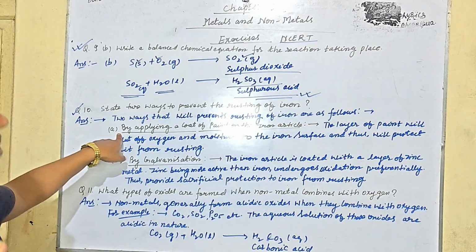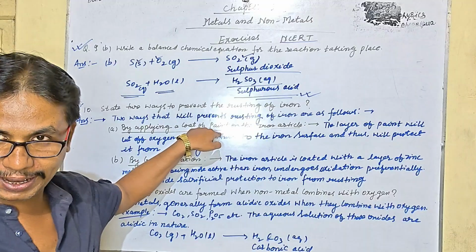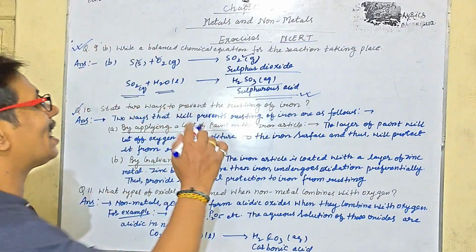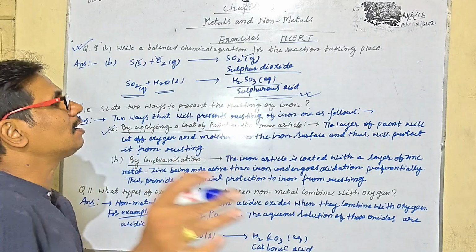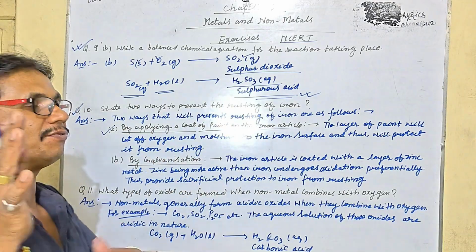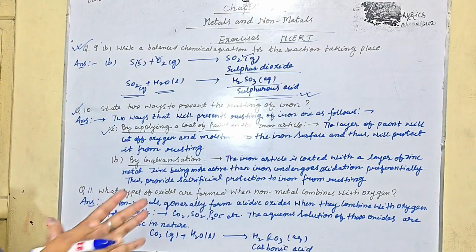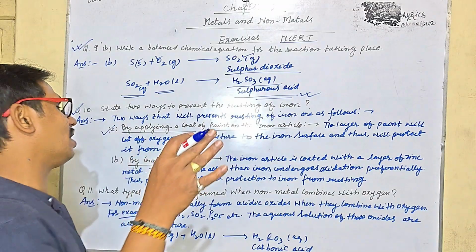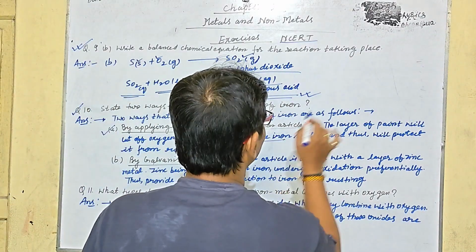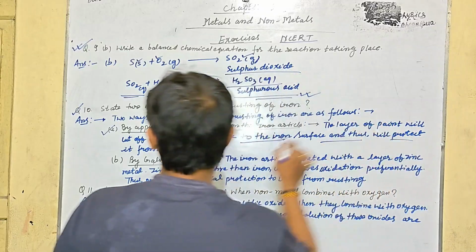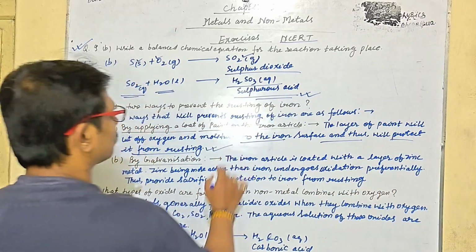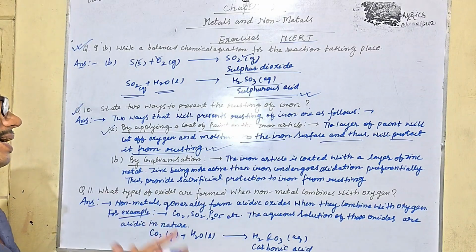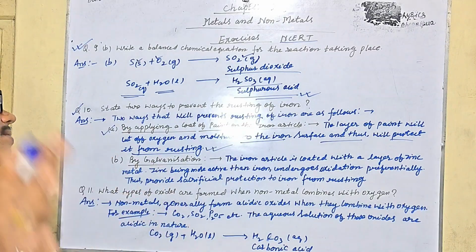The first way is by applying a coat of paint. We can just apply a coating of paint on the iron article. The coating or layer of paint will cut off the supply of oxygen and moisture to the iron surface, and thus will protect it from rusting. So the iron is protected from rusting because the layer of paint cuts off oxygen and moisture.